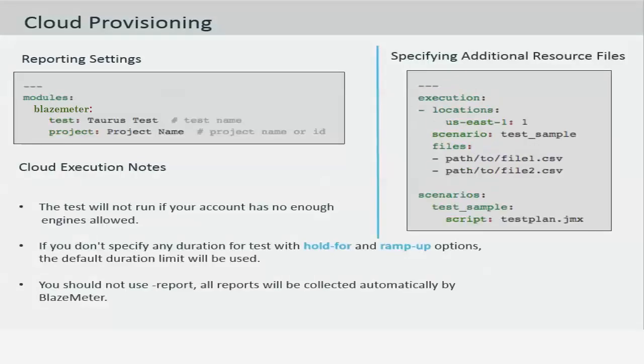You can also specify the reporting settings as a part of the cloud provisioning. You can specify the name of the test and the existing project name from your BlazeMeter account where the report will show up. You can also define any additional resource files if you would be needing as a part of your tests. And if Taurus fails to detect them automatically, you can attach them to the execution using the files section.